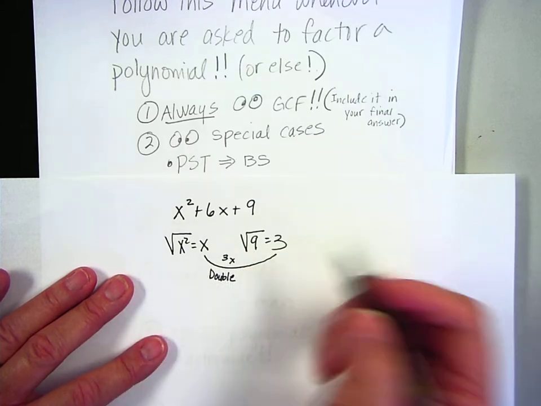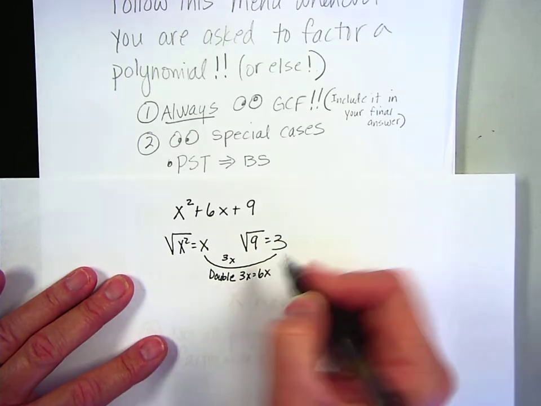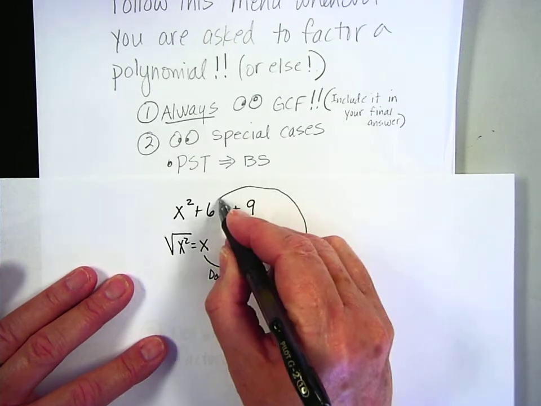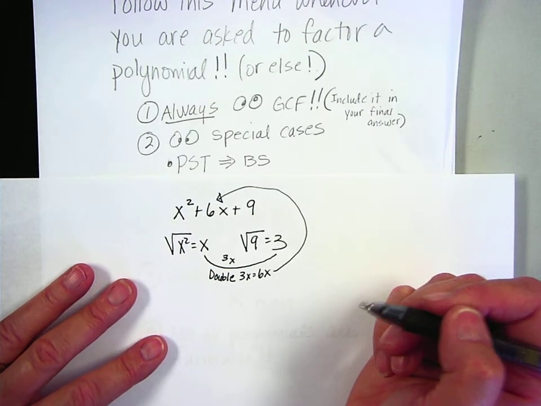And if I double 3x, I get 6x. And that's my middle term, isn't it? So this is a perfect square trinomial. So here's how you factor it.